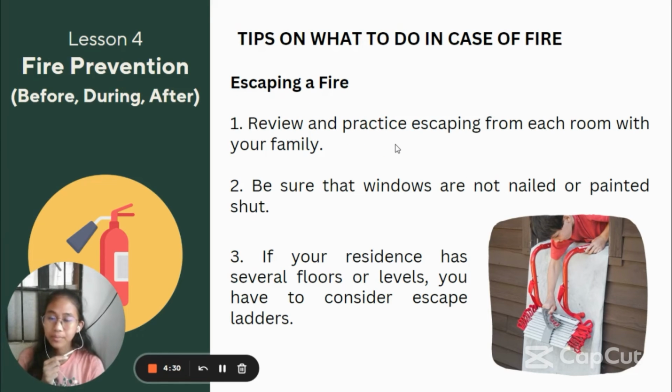Escaping a fire. Number 1, review and practice escaping from each room with your family. Number 2, be sure that windows are not nailed or painted shut so they can be opened easily. Number 3, if your residence has several floors or levels, consider escape ladders. The escape ladder in the image is efficient and very light, so it is easy to escape through it.